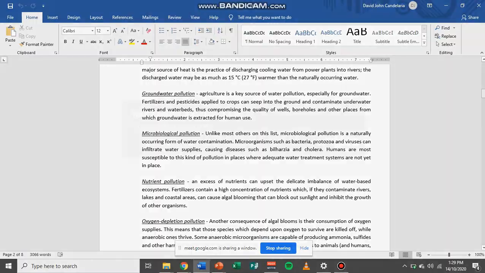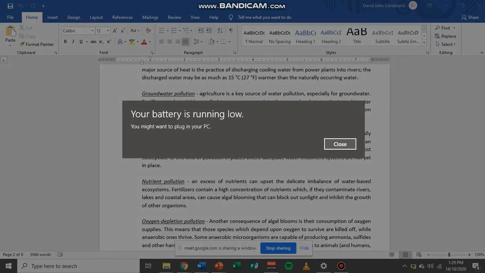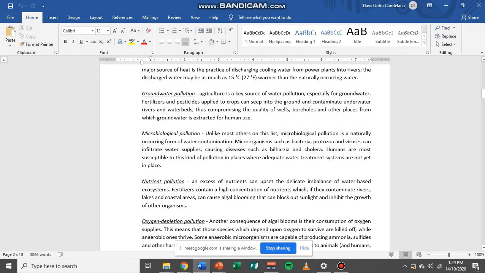Yun nga, kanina sabi ko, wait lang, lobat na laptop ko siya. Wait.